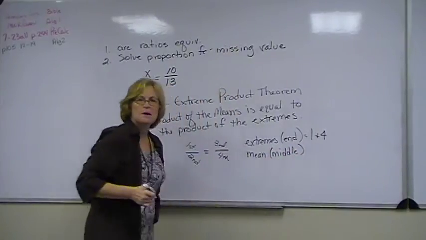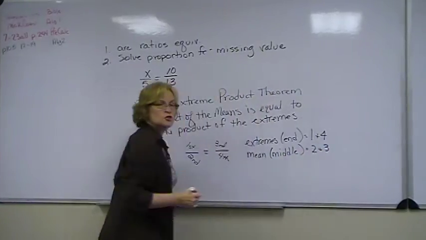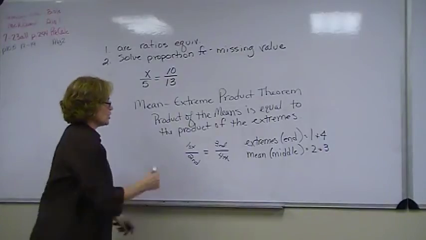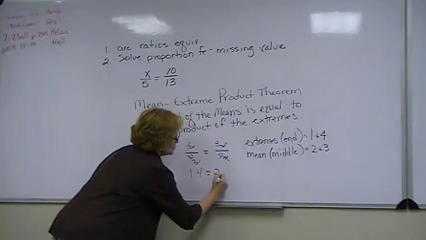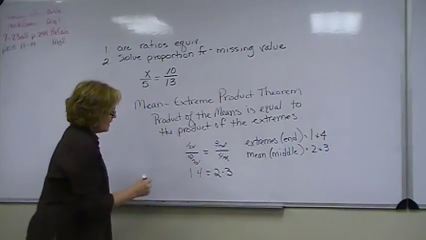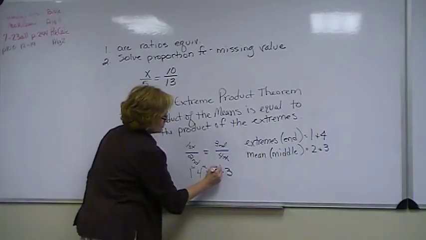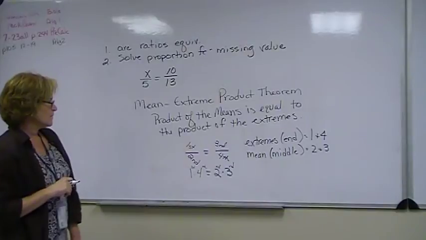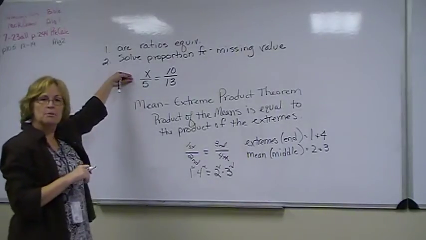I think we talked about Oreo cookies. And that would be the second and third term. So to show how that works, it would be 1 times 4 is equal to 2 times 3. And that's the first term, fourth term, second term, and third term.